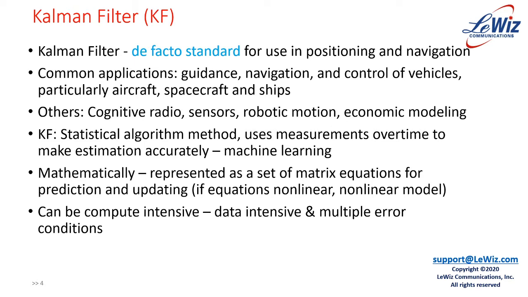The Kalman filter is a statistical method or algorithm. It uses measurements that are fed into it over time to make accurate estimations. So in a way, it is machine learning because it has to learn over time. Mathematically, a set of matrix equations is used for it to predict and update the information or the output. If the equations are nonlinear, then the model becomes a nonlinear model, and we would have to use the extended Kalman filter. The computation used to calculate these equations and variables can be very intensive because there is much data and multiple error conditions or variables that can be applied to the equations.